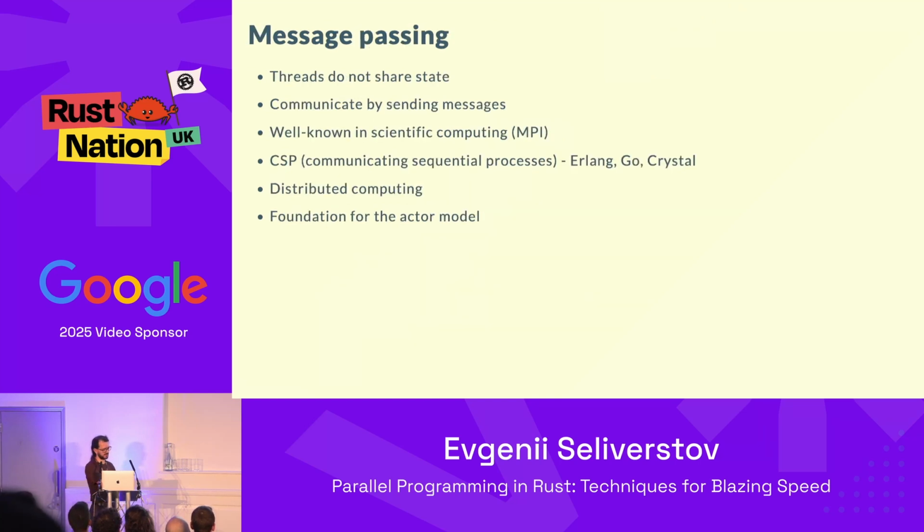Message passing is the second alternative. We communicate just by sending messages. So we don't share the state. We don't use mutexes at all, yeah? So it's well known in scientific computing and is a typical approach with Go, with Crystal, with Erlang, and it's also a foundation for the actor model.